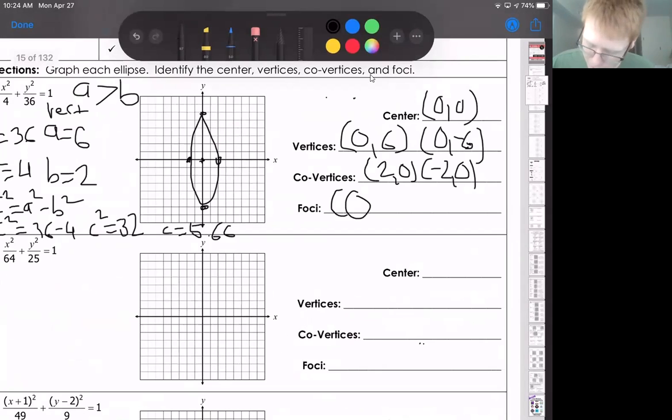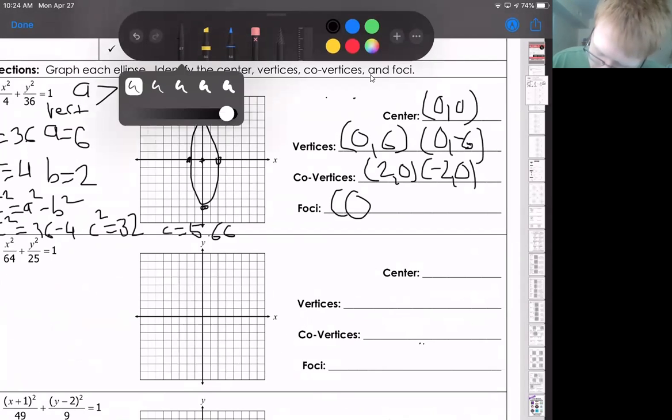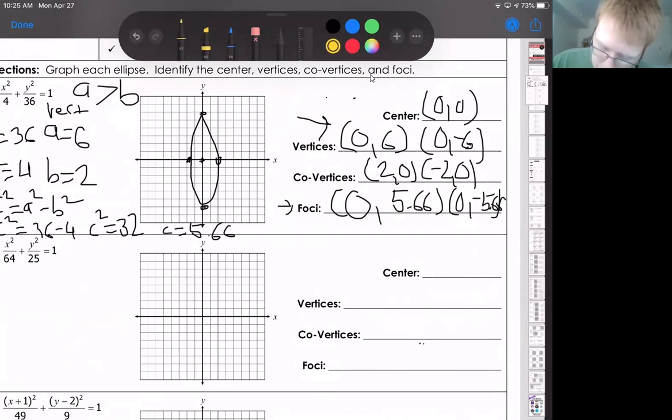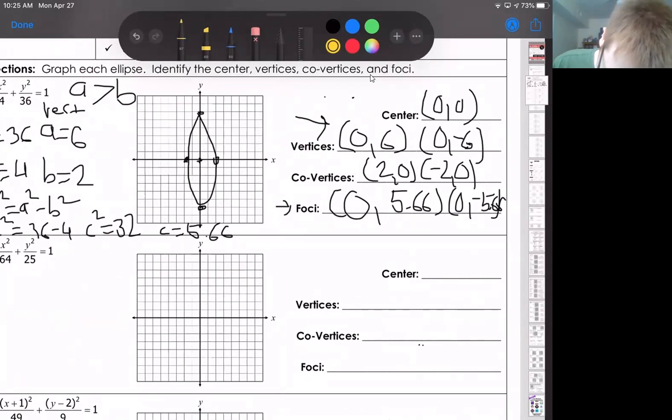What I was saying though, if you look at your vertices, if there's 0, comma, whatever, that's what your focus points are going to look like. Your focus points are always going to look like your vertices, in terms of your y value. So our focus points would be 0, 5.66 and 0, negative 5.66. If you graph them, we're not going to be super accurate, but you would see they're always on your major axis near your vertices. They're just a little bit shorter usually.